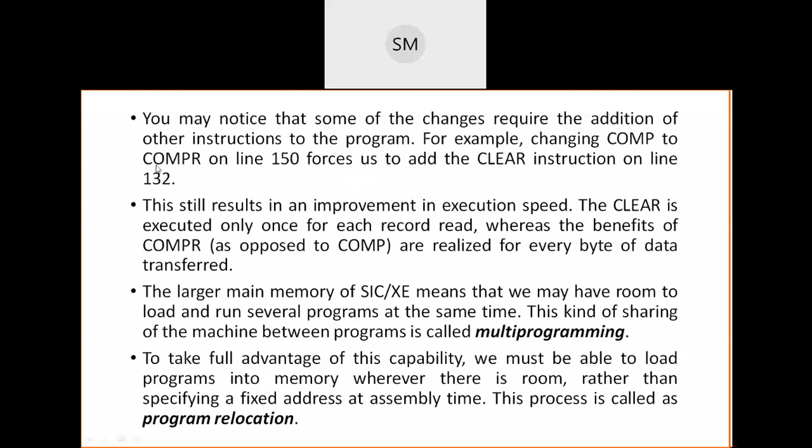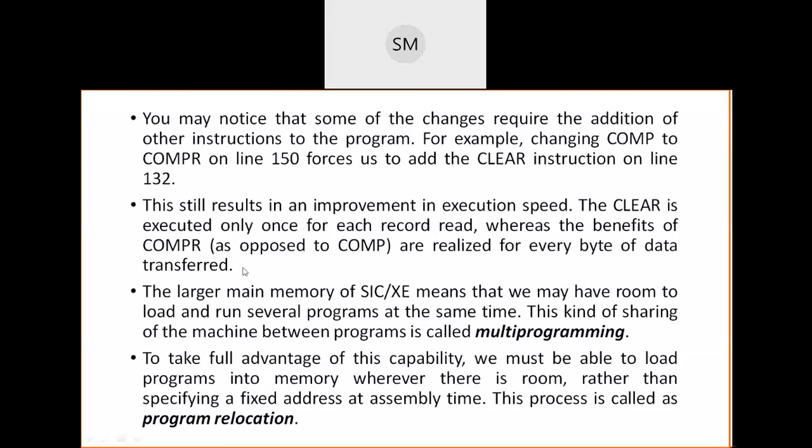CLEAR will remove the content of any registers. So if we are using the COMPR register-to-register instruction, there are some situations where you have to delete the content of registers after your work has been done. Because of that, we have used one more instruction here, the CLEAR instruction. This still results in an improvement in the execution speed. The CLEAR is executed only once for each record.